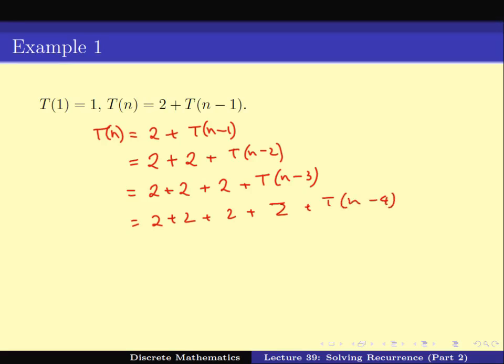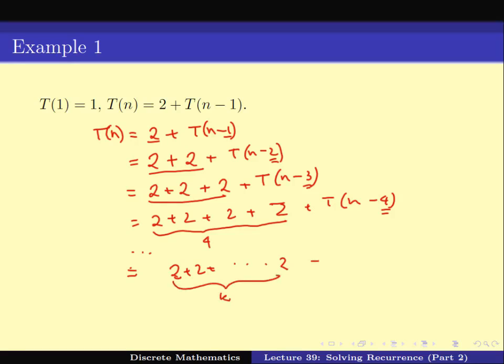Now this is where the big leap of faith comes in. When there are 4 of the 2's here, I have a 4 here. When I have 3 of the 2's here, I have 3 here. When I have 2 of the 2's, I have 2 here. When I have one 2, I have 1 here. So if I keep on doing this, I will get 2 plus things for some k of them, plus tn minus k. Now this is a leap of faith. Again, as I told you, it's guesswork.